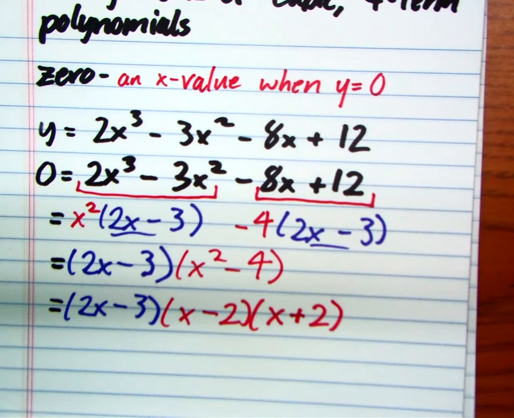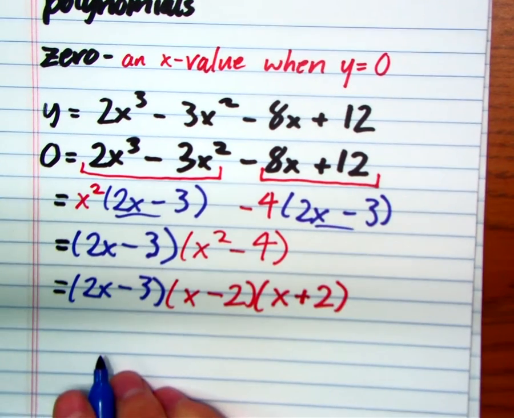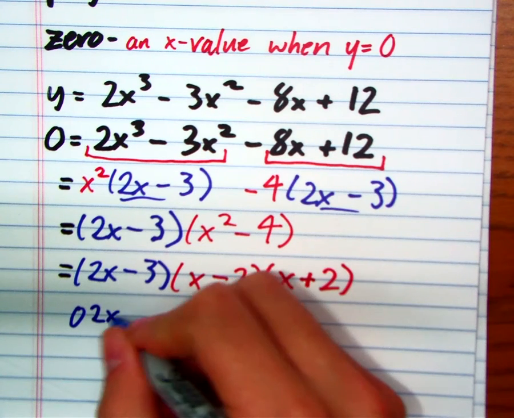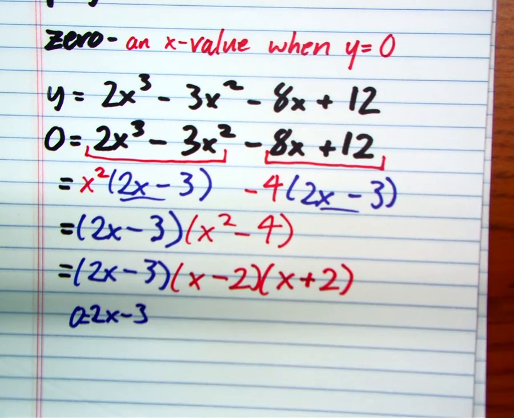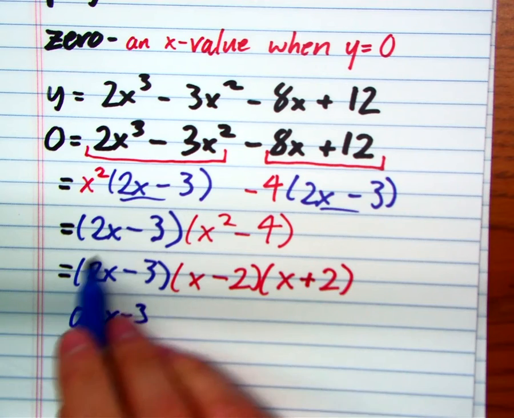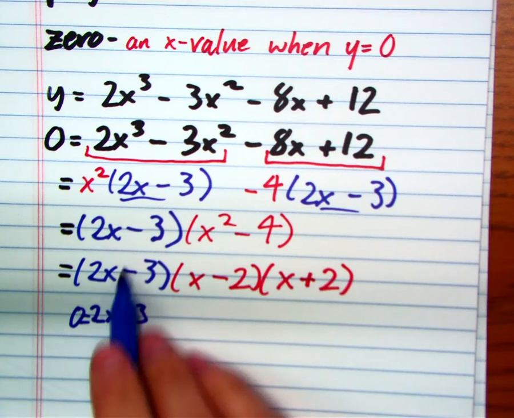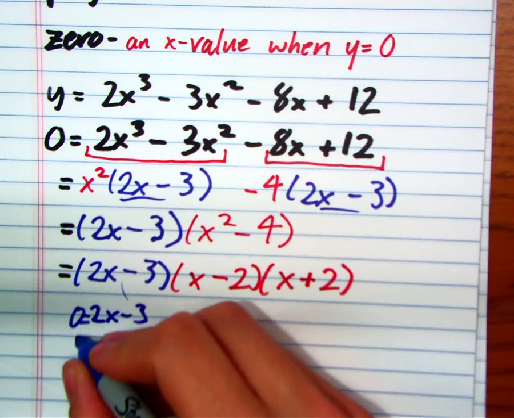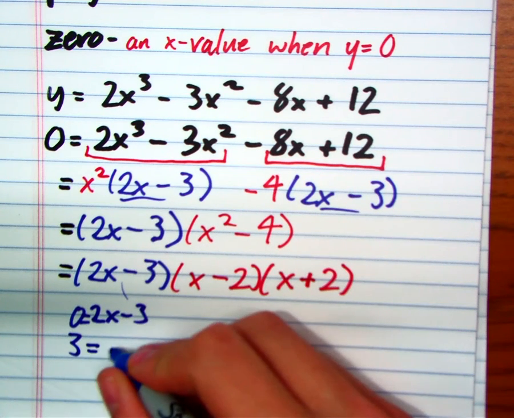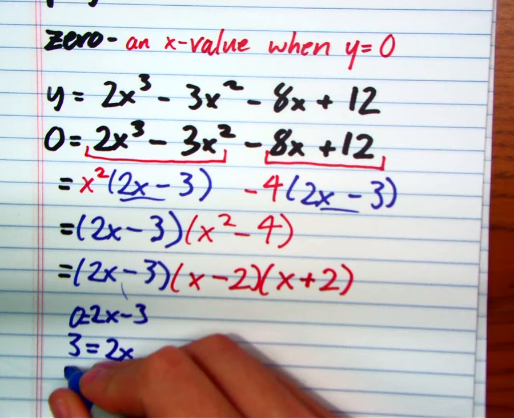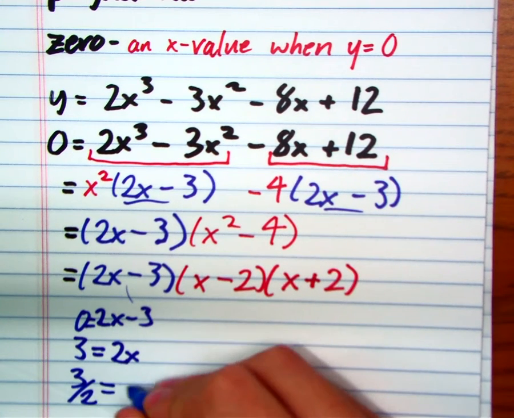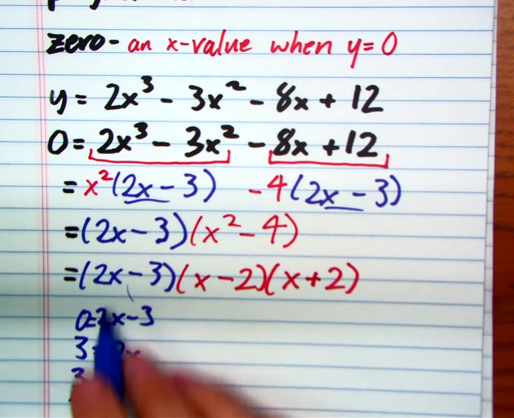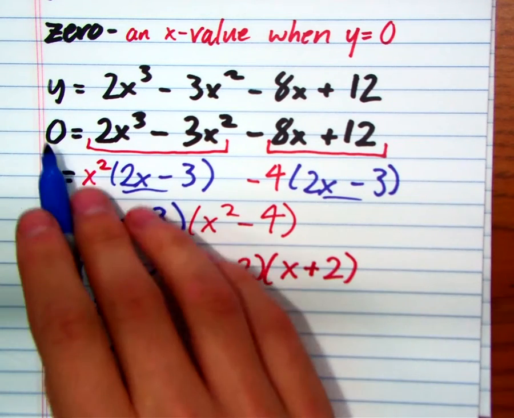So let's find the zeros that each of these factors gives us. So if I make 2x minus 3 equal to 0, that would make that parenthesis 0. It would be 0 times 2 other things. That would make y equal 0. So let's solve for x here. I've got adding 3 to both sides and dividing both sides by 2. X is equal to 3 halves. That's going to make this factor 0, which is going to make y equal 0.